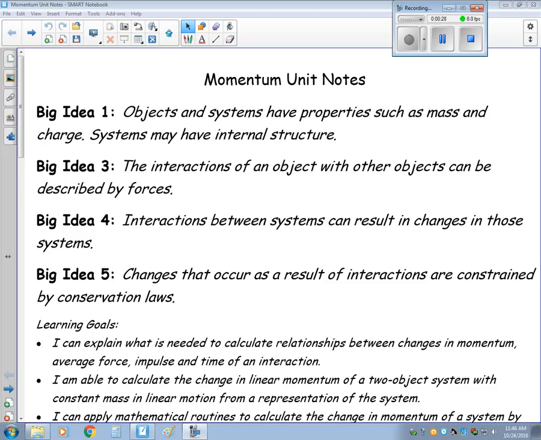Big idea 3. The interaction of an object with other objects can be described by forces. So we're going to talk about forces and how objects maybe hit each other, so that there are forces involved. Interactions between systems can result in changes in those systems. So we're going to talk about how objects can interact with other ones.